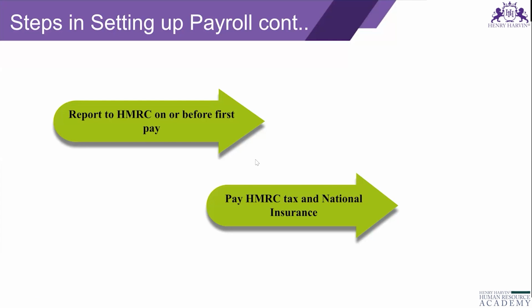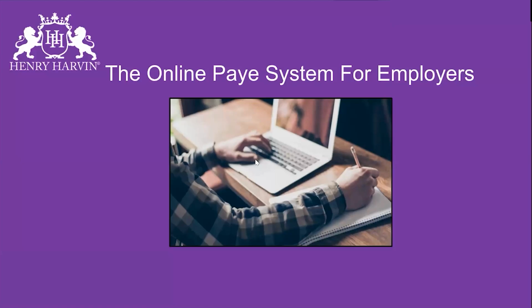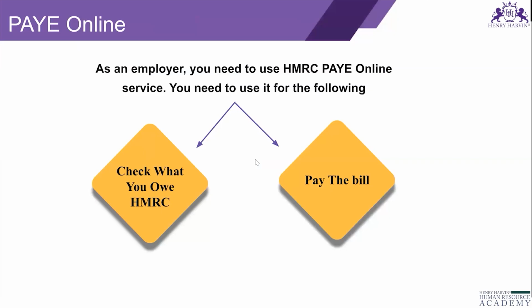Pay HMRC tax and national insurance. After submitting the details in FPS, by the 22nd of the next month, pay that amount. Payments: the online pay system for employers. As an employer, you need to use the HMRC Pay Online service for the following. Check what you owe HMRC. We use it for multiple purposes, like tax codes and other details, also employee notifications. But the main purpose behind this portal was so that employers can see whatever they need to pay to HMRC.